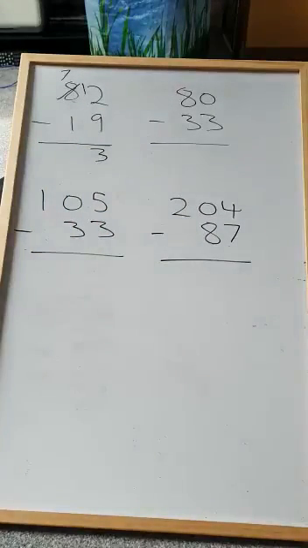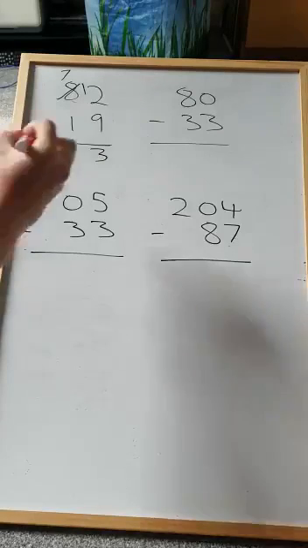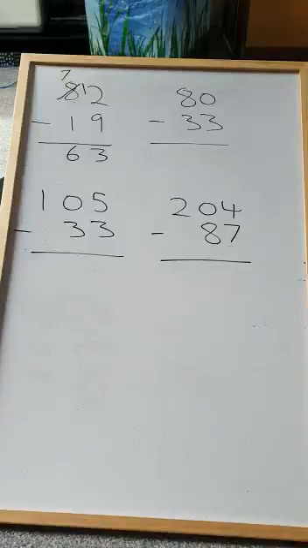And then we look at our tens column. We've got 7 take away 1. 7 take away 1 is 6. So our answer to 82 take away 19 is 63.